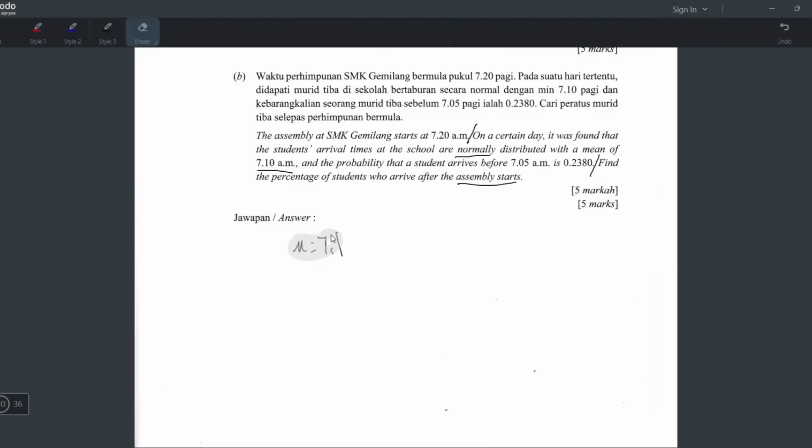So what I'm gonna do, I will convert everything to minutes. Yeah, I will convert everything to minutes. So for example, the 7:20 a.m.